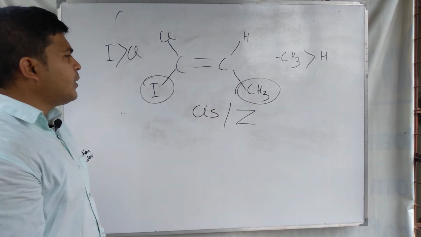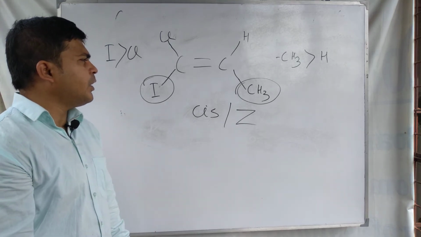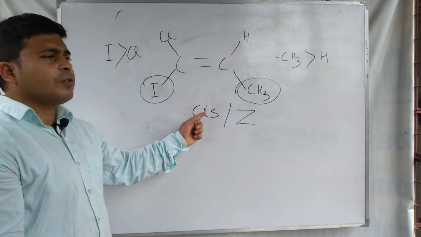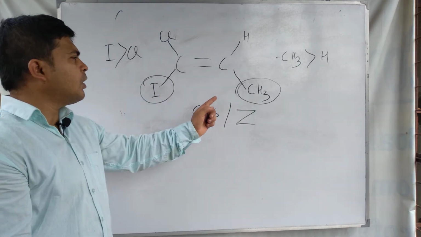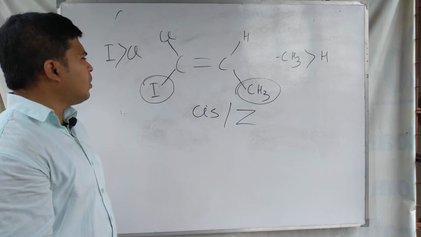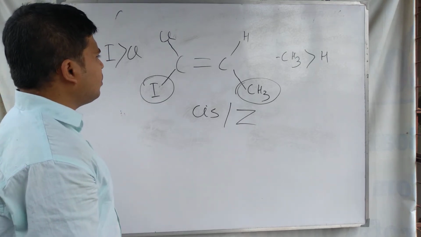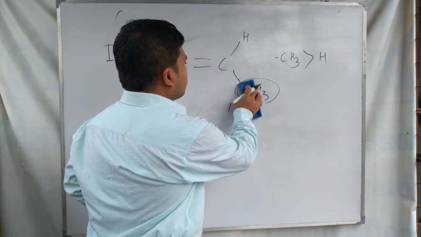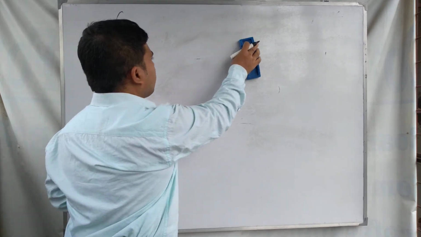That time we called it the Z. So this one is called Z because, in Z isomers, the higher priority groups are present on the same side of the double bond. Okay, so this one has a geometrical isomer, and a cis isomer is possible for it. In this way you can find the geometrical isomers of other compounds.